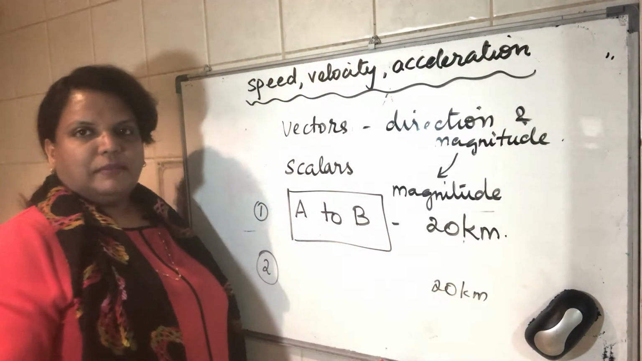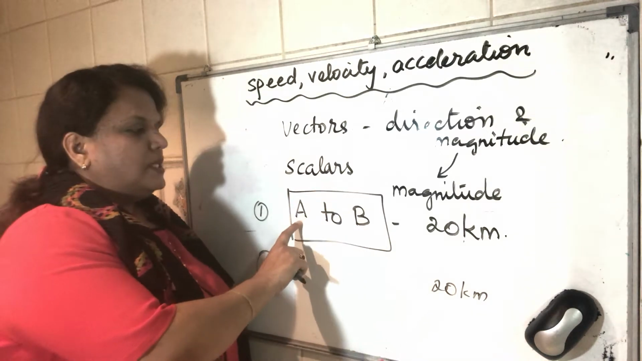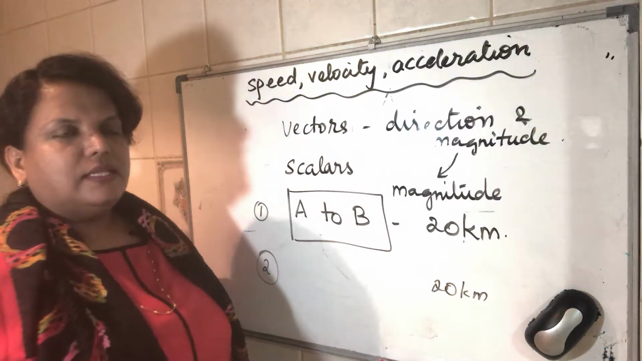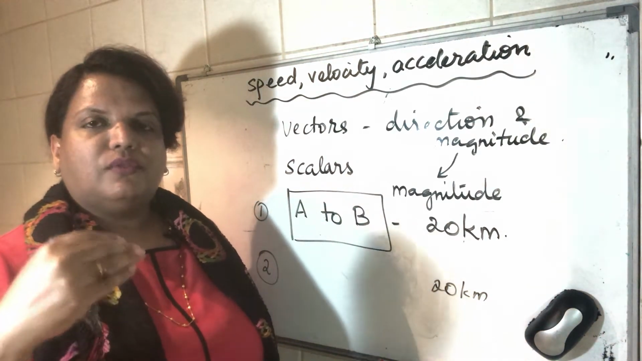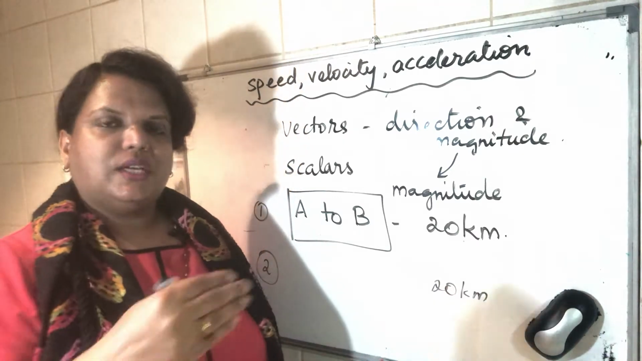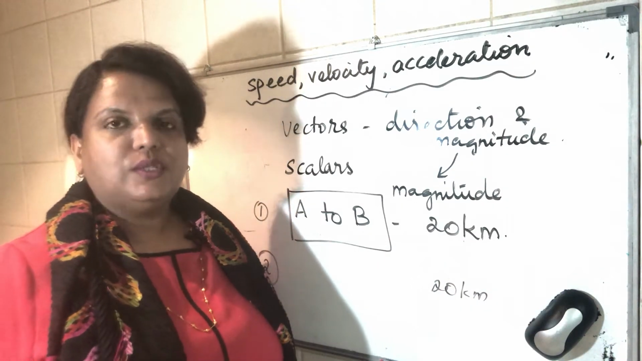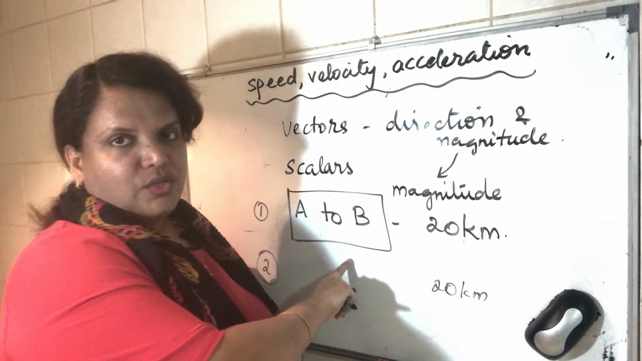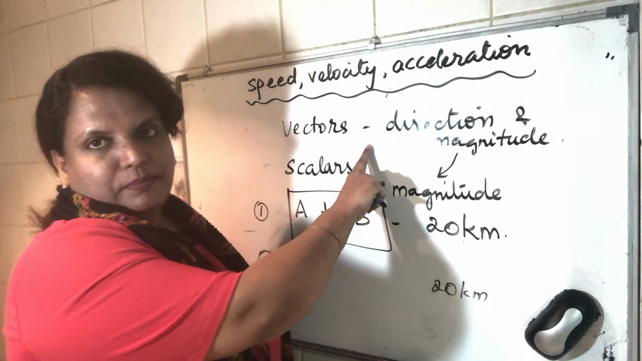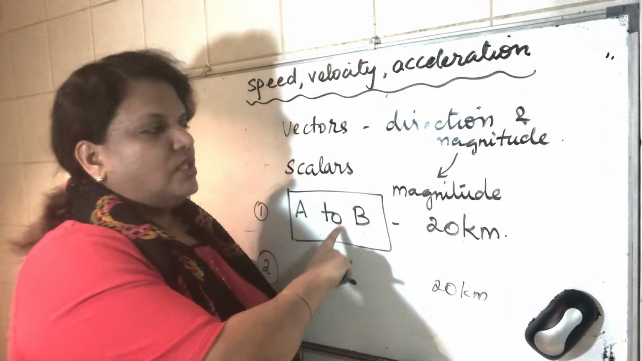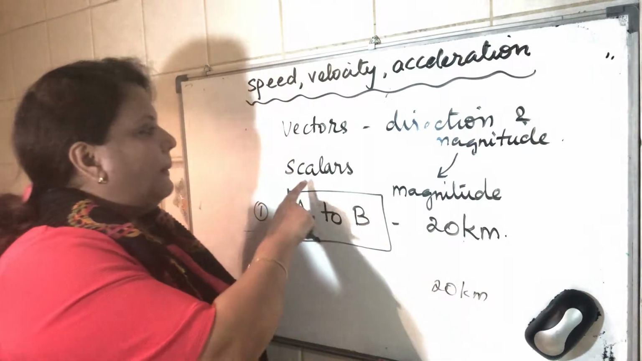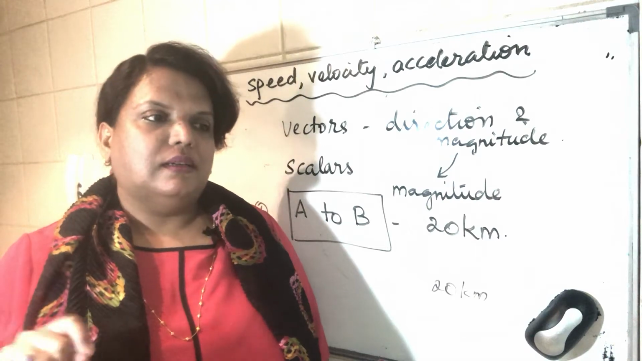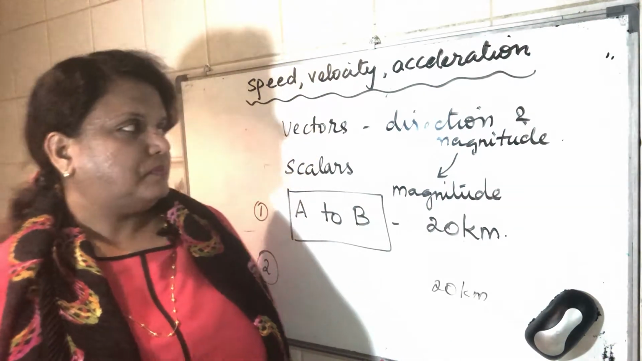Now, what's the difference in the two statements? An additional piece of information which says from A to B. You can take a live example: a person travels from school to her house and she has covered 20 kilometers. There is information about the direction of travel, which represents a vector quantity, because the direction is also mentioned and you also have the magnitude. But if it is a scalar quantity, it only gives you the magnitude. That's a very simple example as a statement.